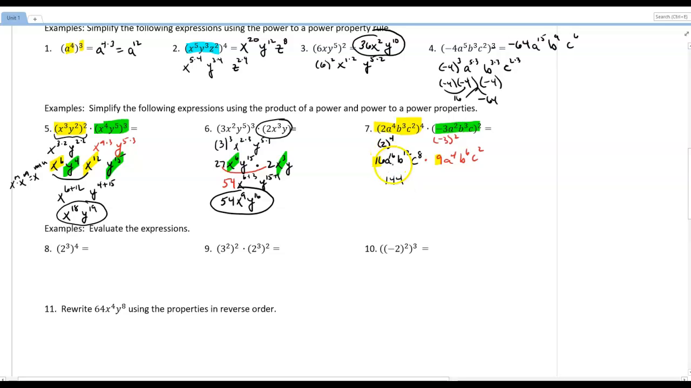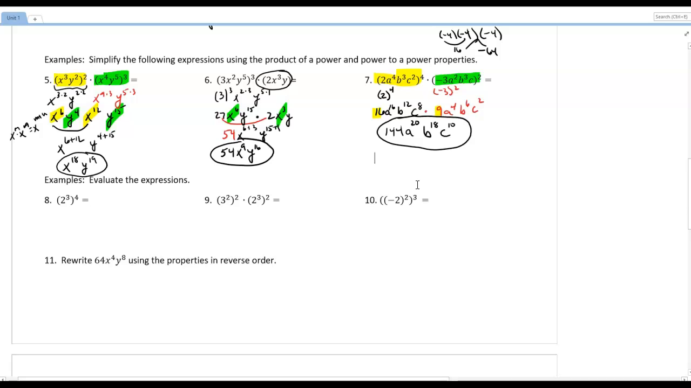And now when I multiply same bases, a to the 16th times a to the 4th, I'm going to go ahead and add the exponents to get 20. B to the 12 times b to the 6 is b to the 12 plus 6, which is b to the 18th. Then c to the 10th power. And I am done.